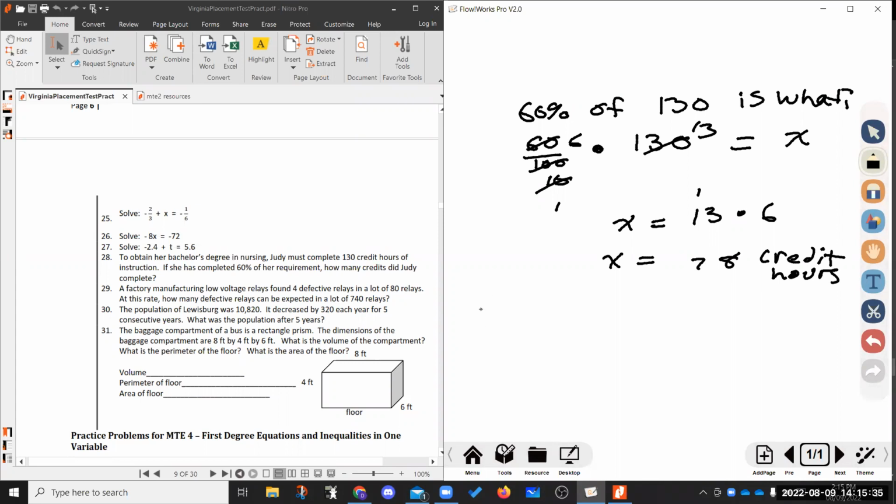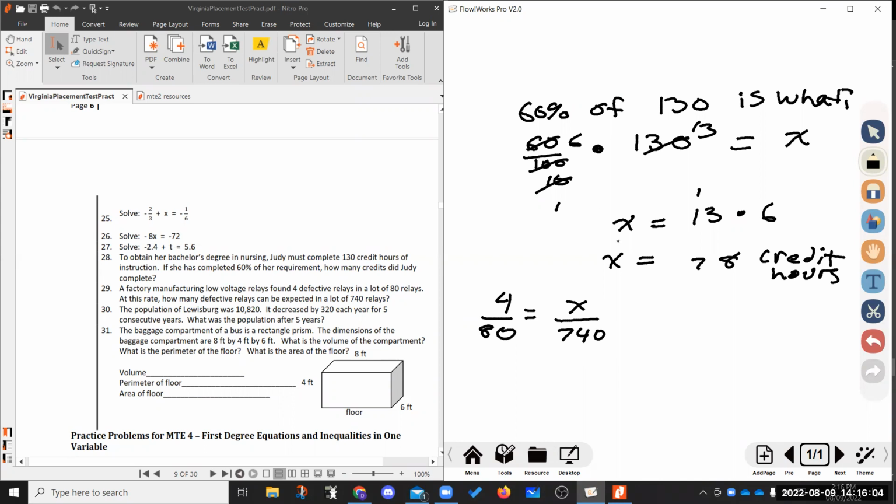Number 29 says a factory manufacturing low voltage relays found 4 defective relays in a lot of 80 relays. At this rate, how many defective relays can be expected in a lot of 740 relays? So this is a proportion: the defectives over the total in the lot should equal the defectives over the total number in the lot.